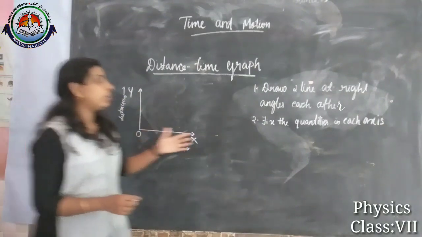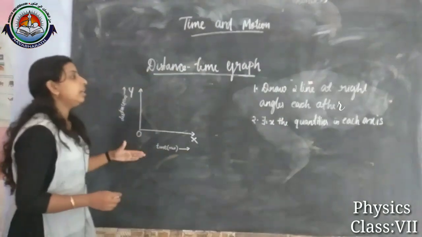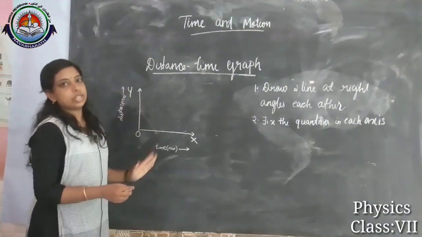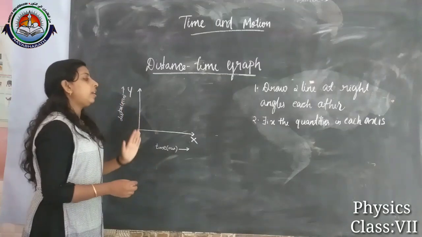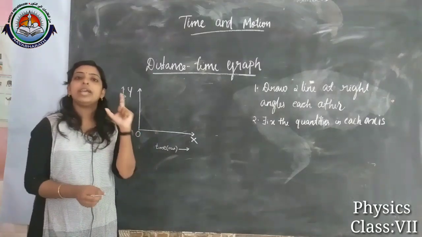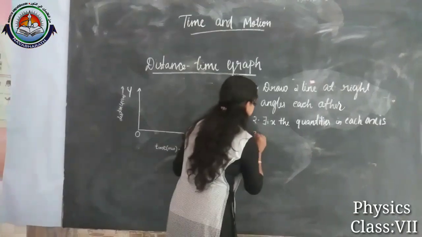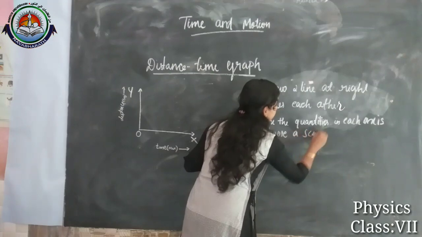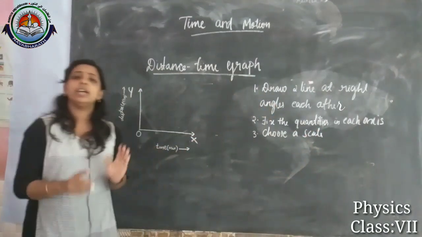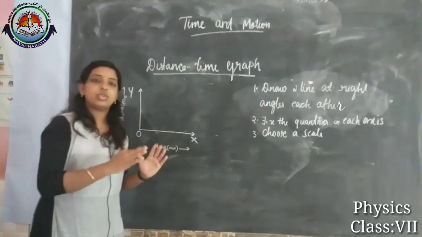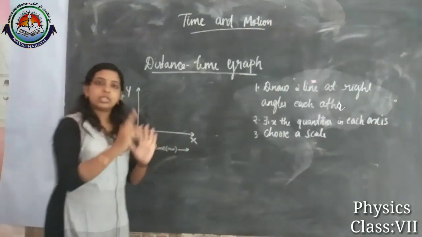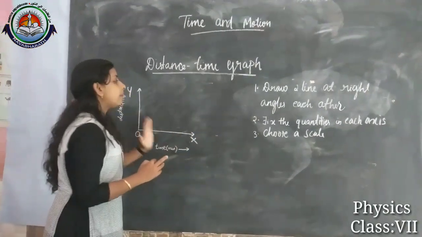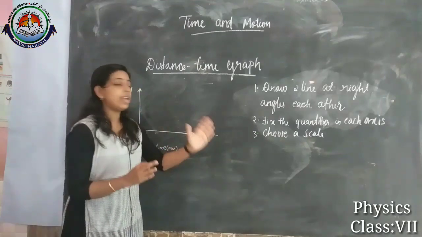So the second point what we did, fix the quantities in each axis. Each axis we are fixing the physical quantity. Okay, and the third point, we have to choose a scale. Choose a scale, which means that normally by using the graph paper we can draw the graph, and in this graph paper choose a scale.